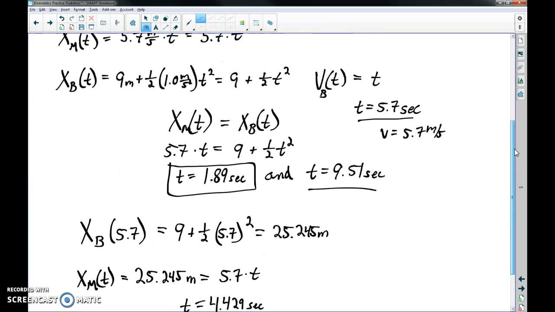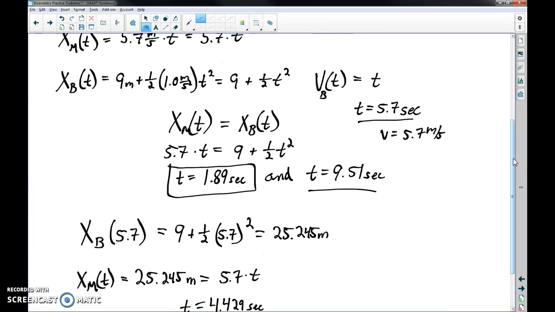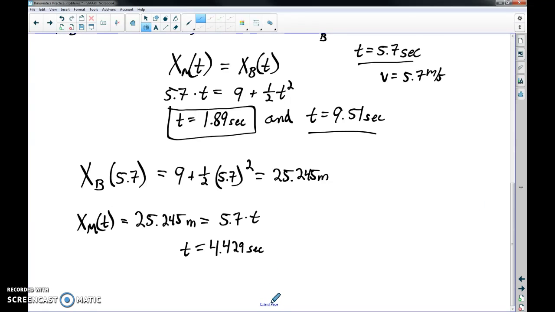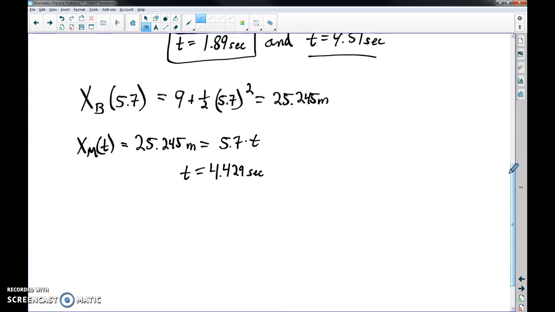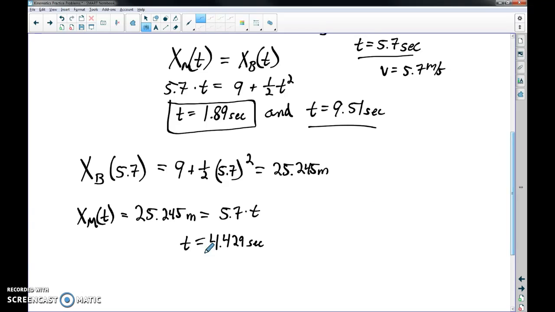Well, how long does it take the bus to travel that far? It takes the bus 5.7 seconds. So how long do I wait? Well, the bus needs to travel for 5.7 seconds. I need to wait a little bit so I can get 4.429 seconds of travel time. And if you calculate this without rounding, we get 1.27 seconds. In other words, I wait for 1.27 seconds.